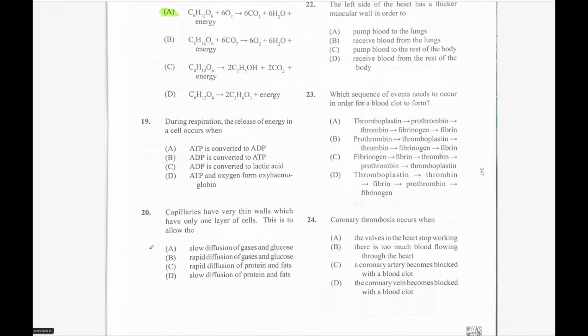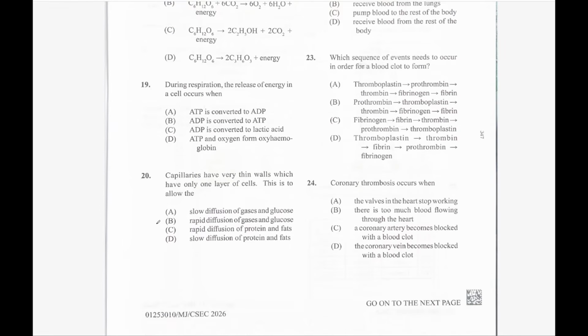Question 19. During respiration, the release of energy in a cell occurs when we break that third phosphate bond in adenosine triphosphate, and it becomes adenosine diphosphate, ADP. So A is the answer for 19.